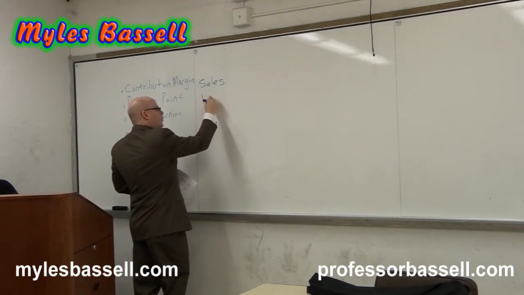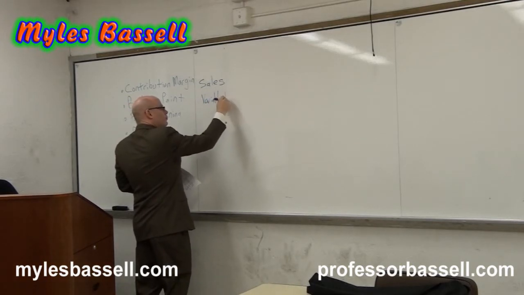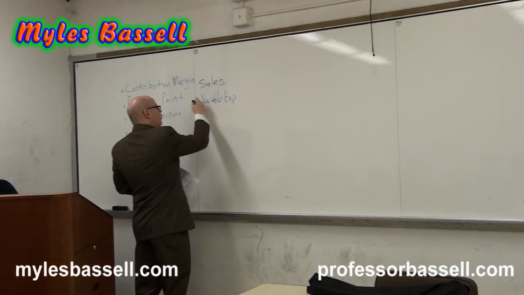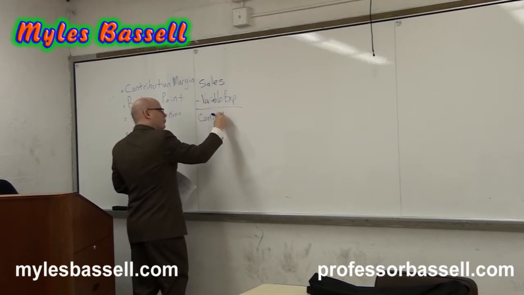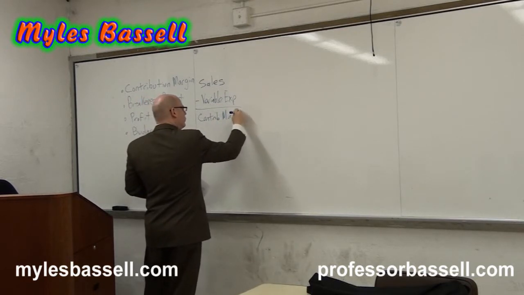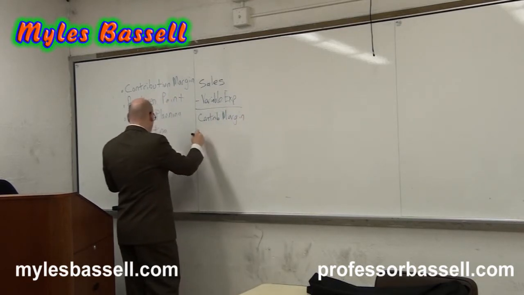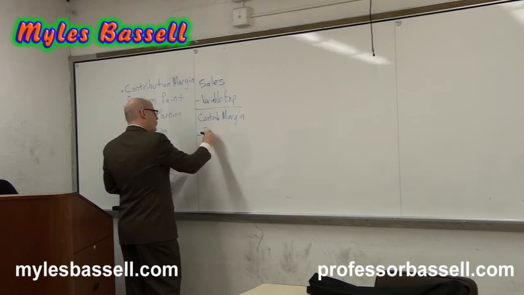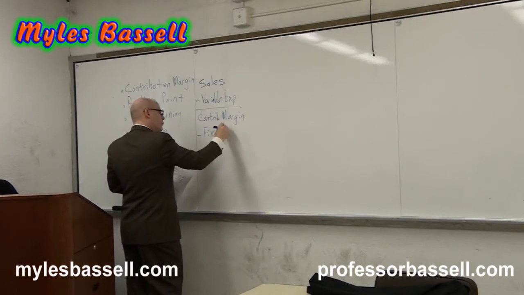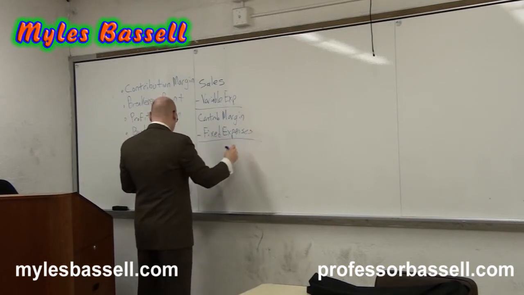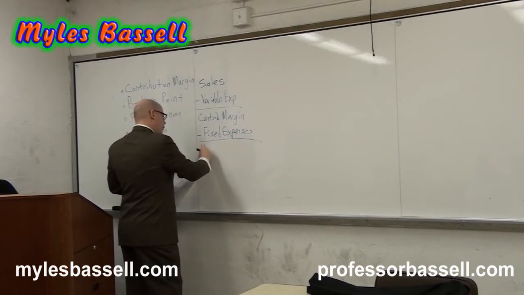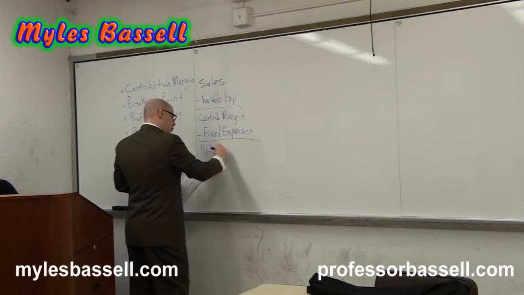So we have our variable expenses. And we subtract that from sales. And that gives us our contribution margin. Then we subtract our fixed expenses. And that gives us our net operating income.